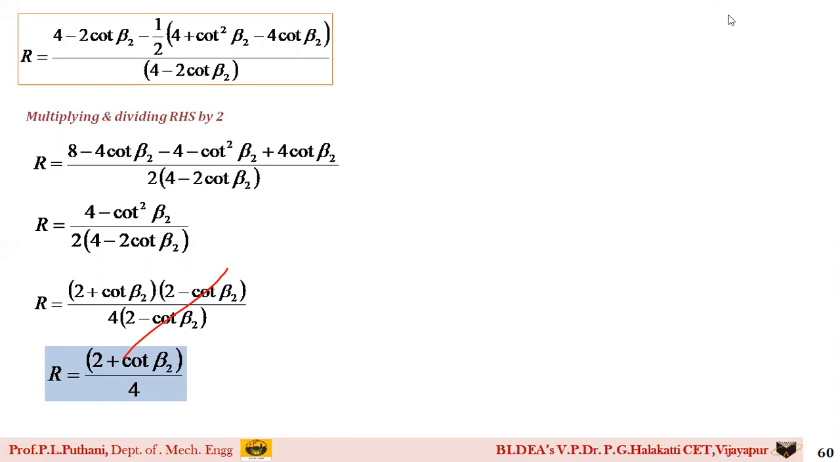So this is the effect of blade discharge angle for the power absorbing machines, which you can see right now here. And we have also proved the value of R is equal to 2 plus cot beta 2 by 4. So we shall stop today's session here itself. In the next session, we will be discussing some of the axial flow machines also.